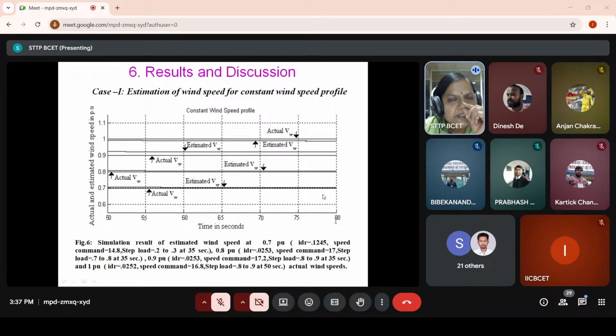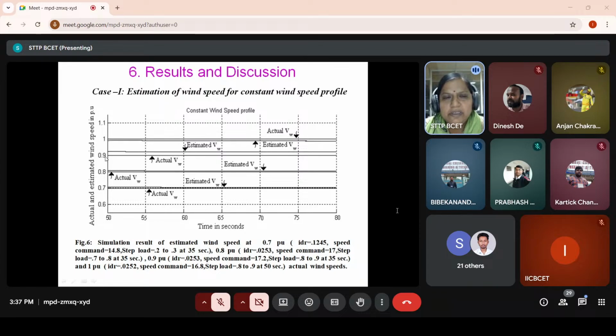And yes, this is the most interesting part of the session, that is results and discussion. So case one, when we are estimating the wind speed for constant wind speed profile, if I am assuming that the wind speed is not going to change, it is remaining constant, how does the estimated wind speed look like? So you can see if I'm choosing one per unit, this is the one per unit actual wind speed, the upper one, and the lower one is the estimated wind speed. So you can find some little bit of error is there.